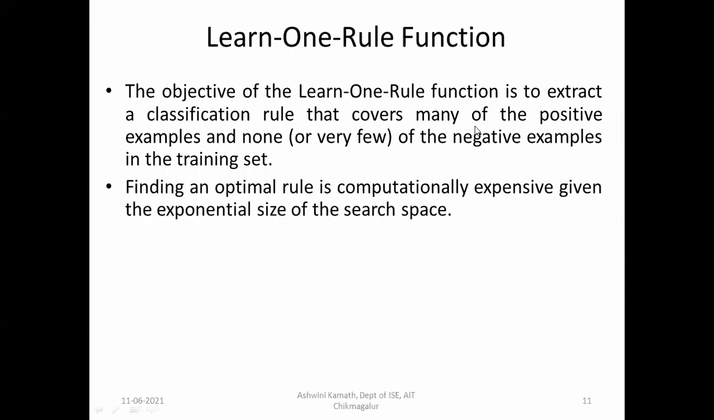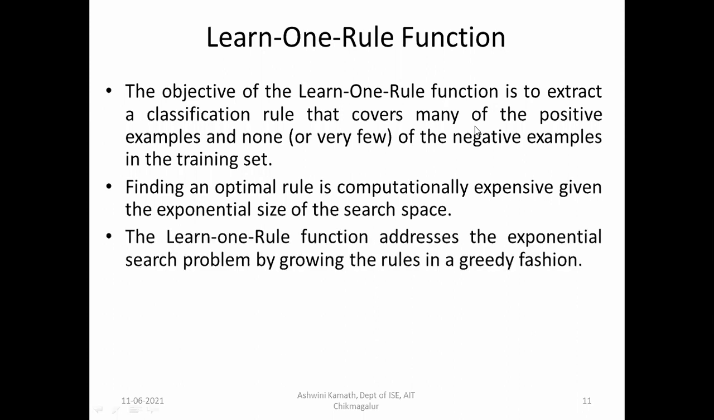Finding an optimal rule is computationally expensive given the exponential size of the search space. So if the search space is very large, then the computation time is more. That's why it is computationally expensive when the search space is very large.